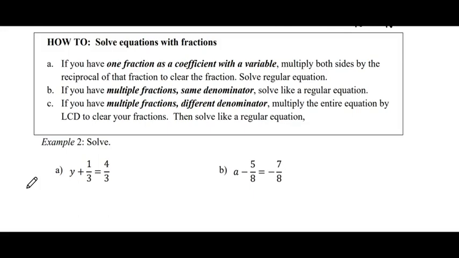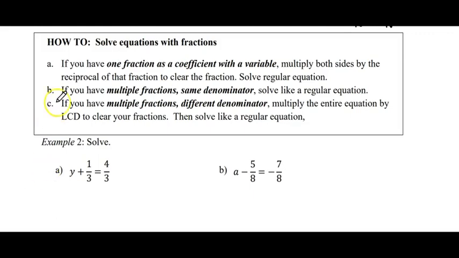So if your fraction is a coefficient for your variable, you multiply both sides by the reciprocal of that fraction to clear it. And then you will solve a regular equation because you will get rid of the fraction.